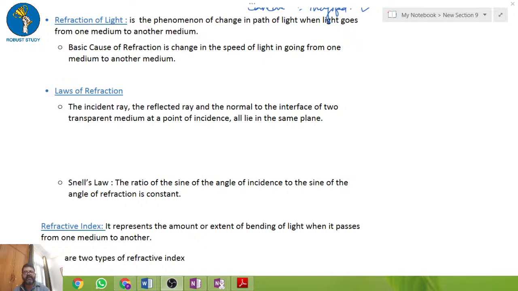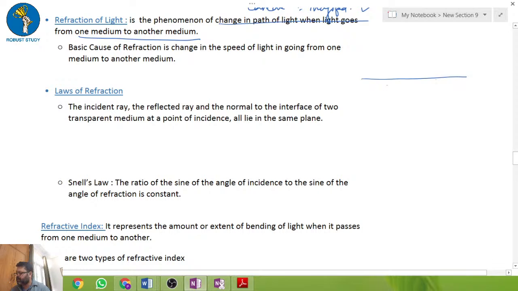The difference between reflection and refraction is that in reflection we had only one medium, whereas here there are two media. Refraction is the phenomenon of change of path of light when light goes from one medium to another medium. When light travels from one medium to another, it changes path. Let me show you an example.